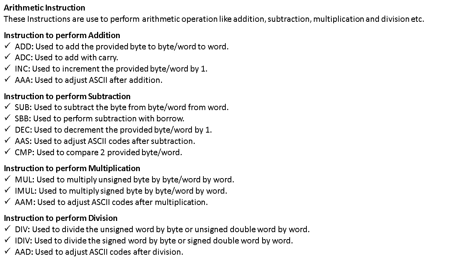Instruction to perform division. DIV, used to divide an unsigned word by byte or unsigned double word by word. IDIV, used to divide a signed word by byte or signed double word by word. AAD, used to adjust the ASCII code after the division.